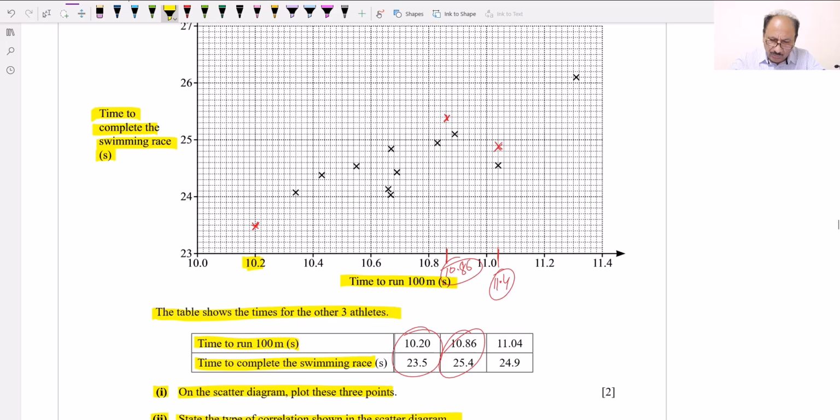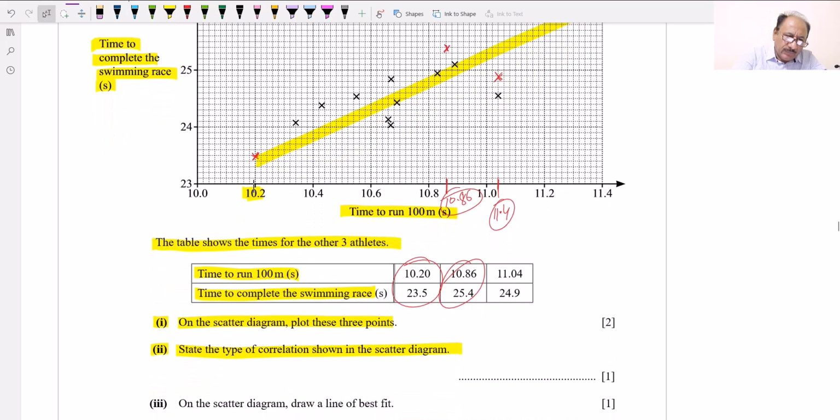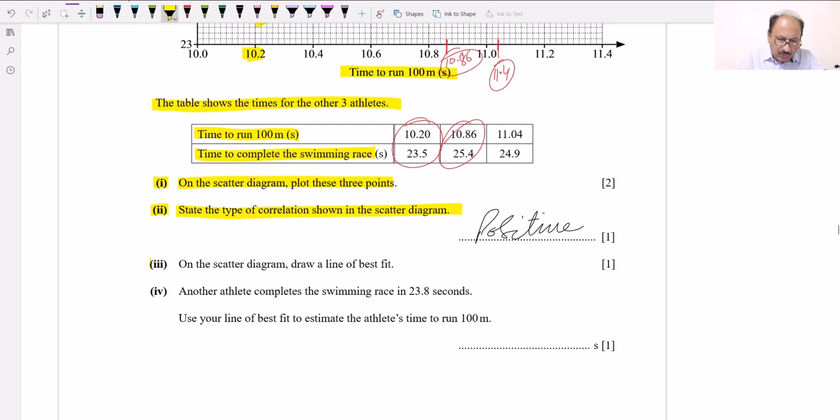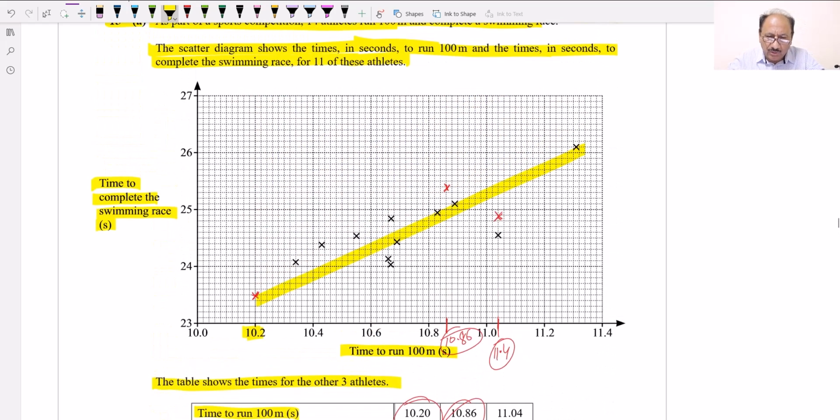State the type of correlation shown in the diagram. We can see mostly this is like this one, which is positive correlation. So we can say this is a positive correlation. And next, part 3 is saying, on the scatter diagram draw the line of best fit. So the line of best fit we will draw over here. Starting from here, roughly we are drawing this line of best fit like this one.